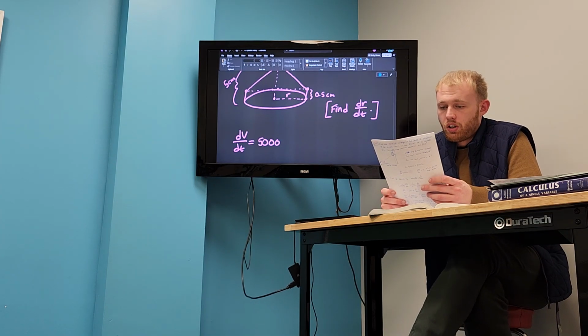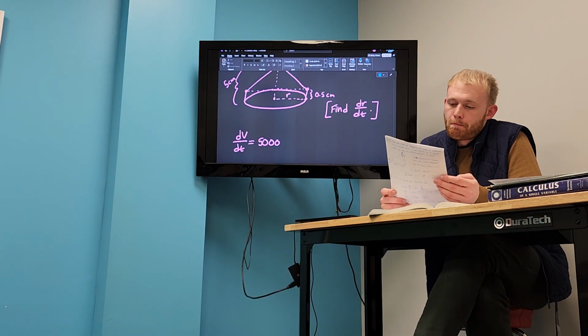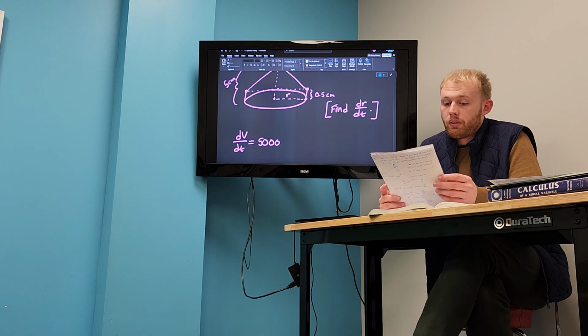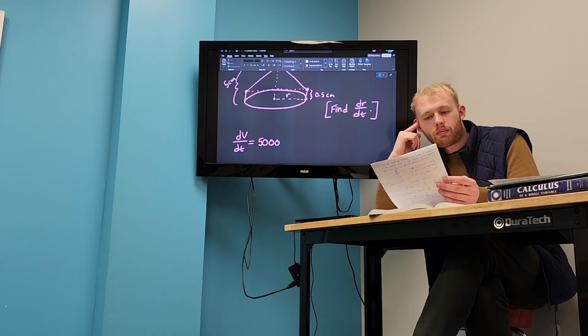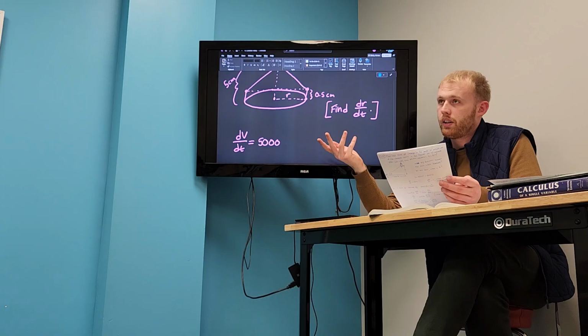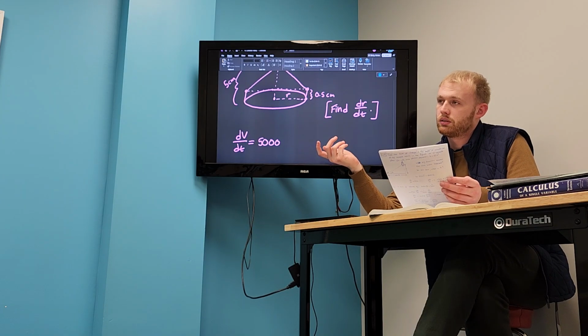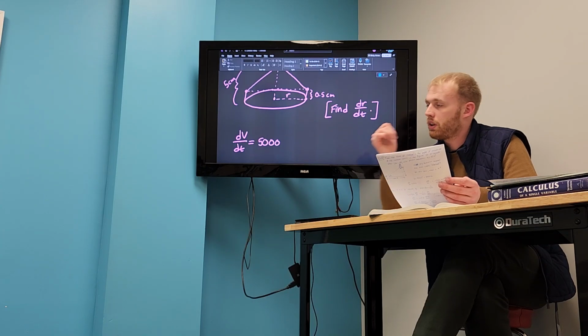So the radius is constantly changing, which makes this challenging, right? But even though the radius is changing, that's okay. That's what we're trying to find. So we just need to relate the radius and the volume together. We have two formulas for a cylinder and a cone that relate the volume and the radius. But what's another thing that we have in there? Pi. Sure, we have pi, but that's a constant, so we don't have to worry about that too much.